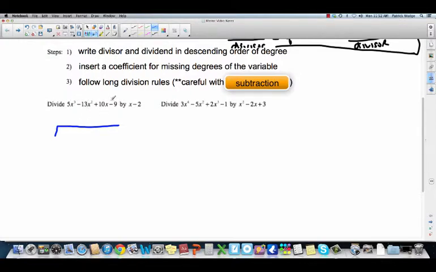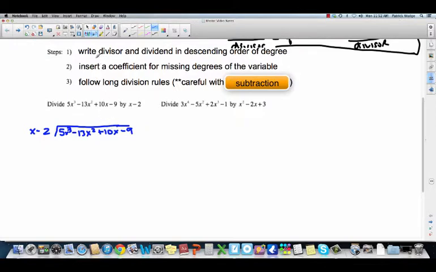So we said the first part rushes into the cave to stay dry, so the 5x cubed minus 13x squared plus 10x minus 9 rushes into the cave, and since it's full, the second one, the x minus 2, has to stay out front. You probably don't need that little memory device anymore, but that's what we used in grade 9 if you couldn't remember which one comes first.